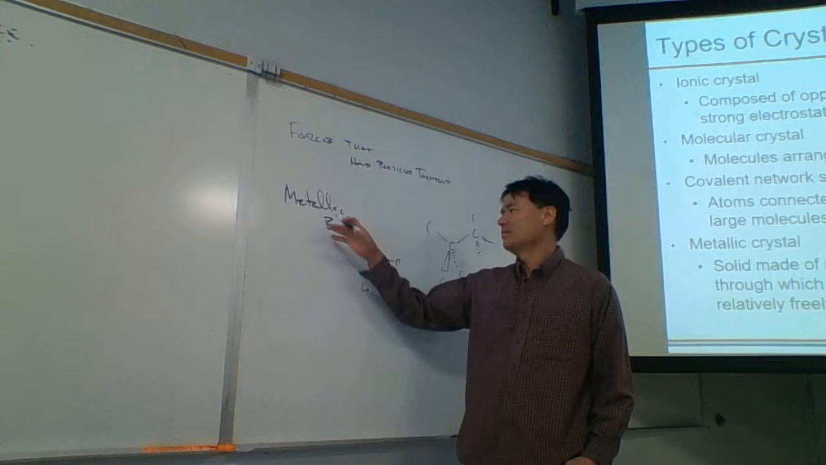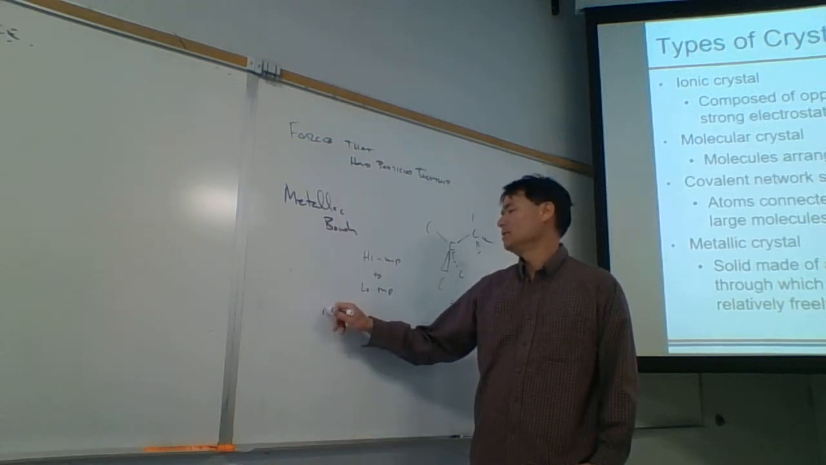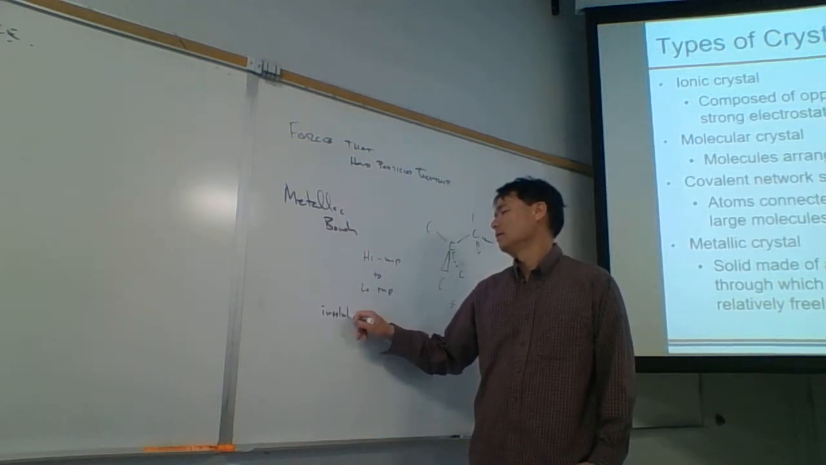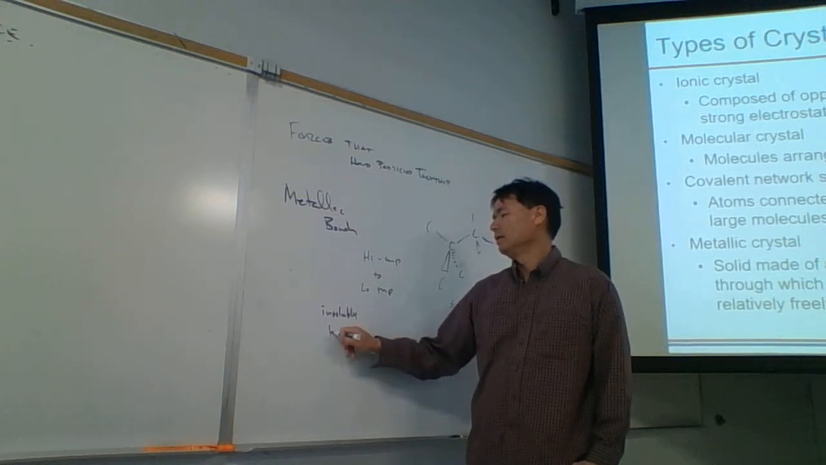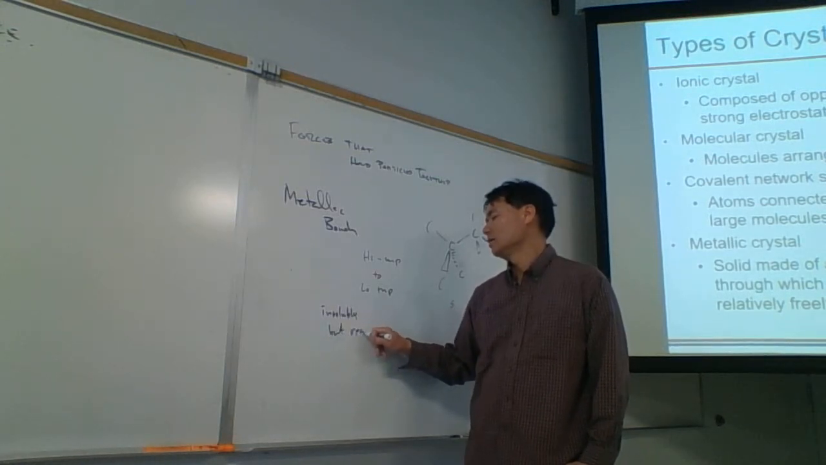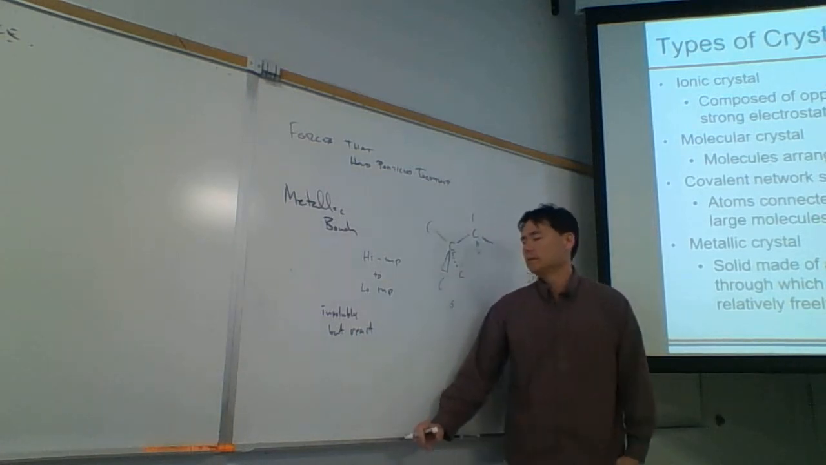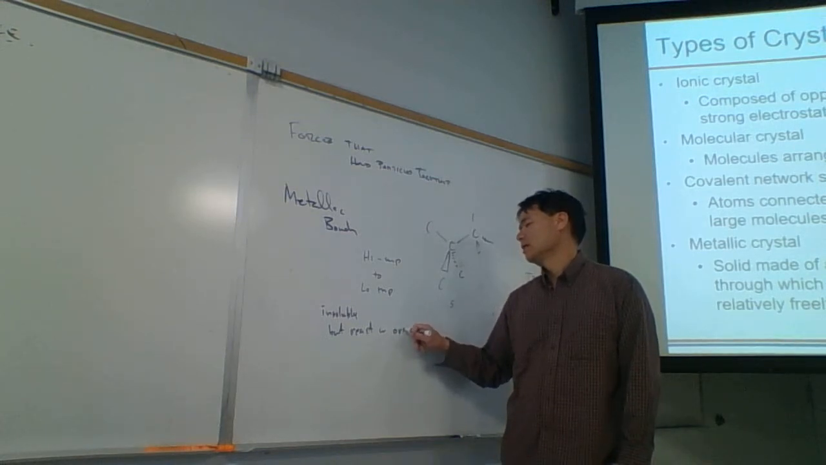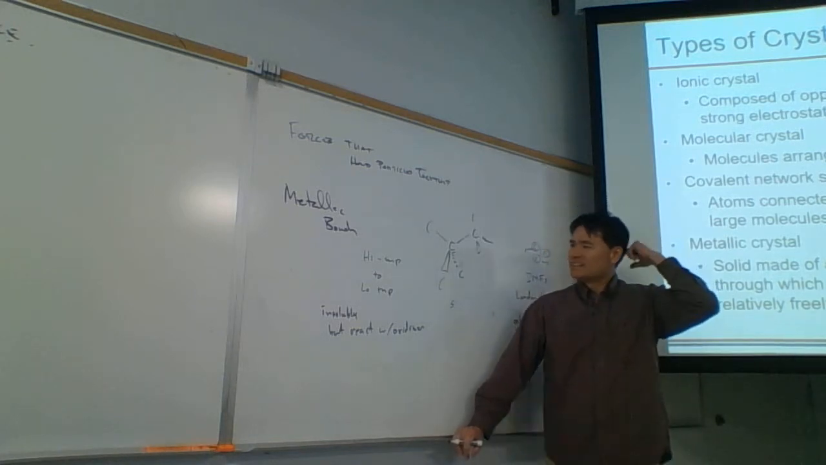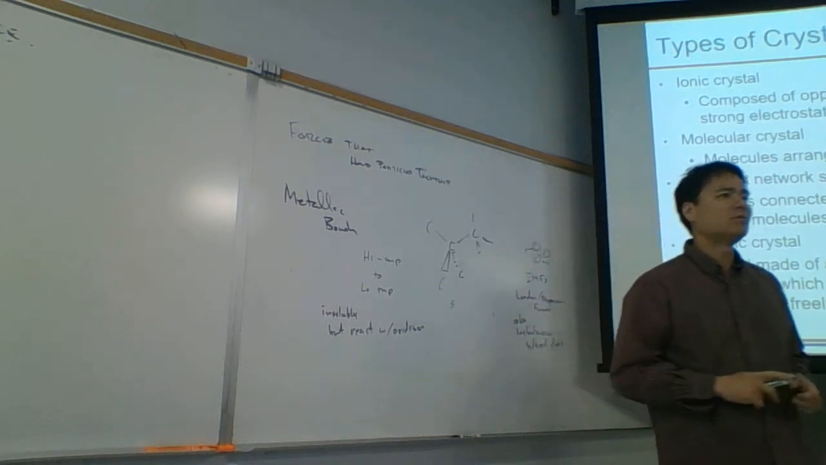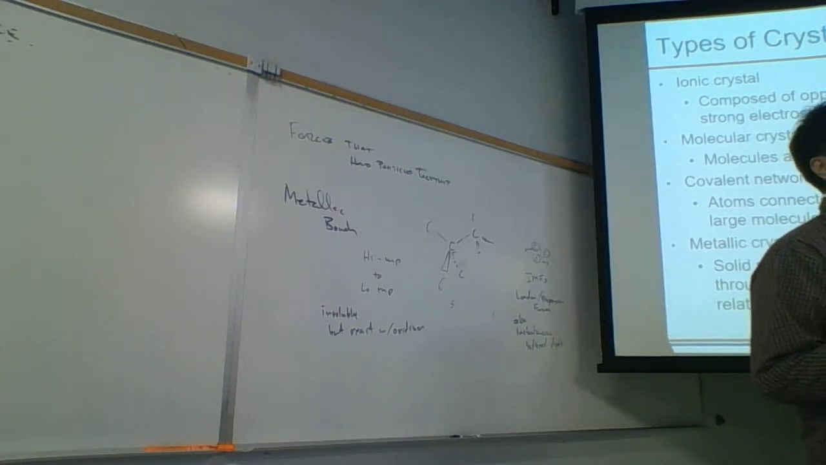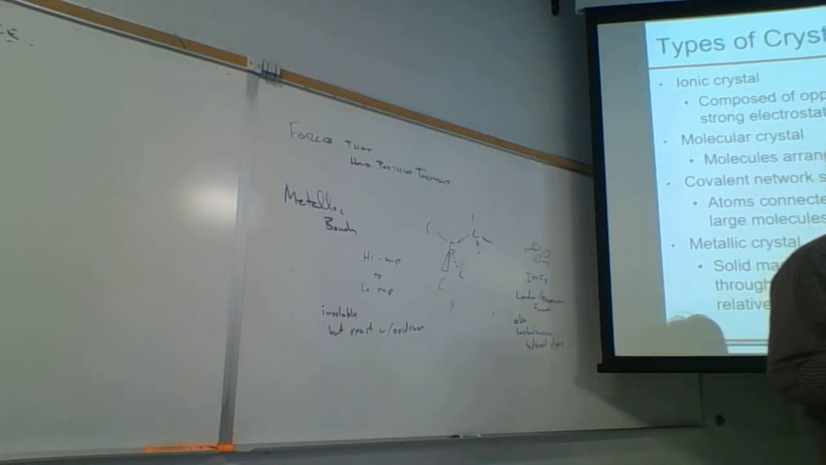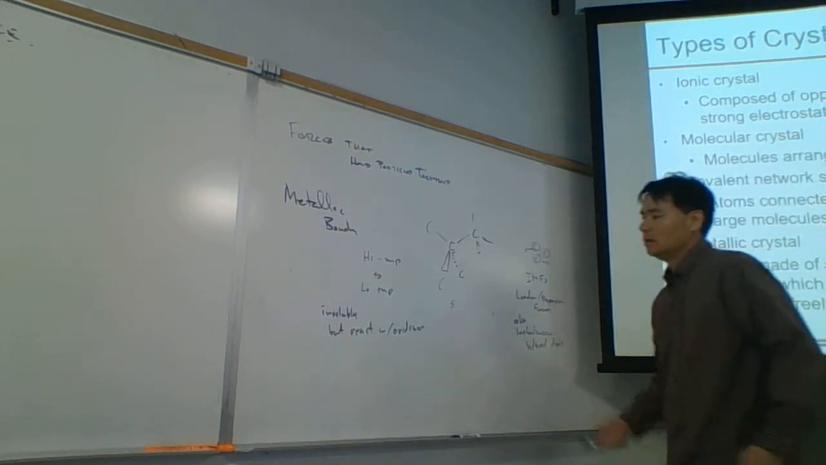These are pretty much insoluble. Metals are insoluble, but will react with oxidizers. You could get metals to dissolve with oxidizers, but you have to oxidize it. It just doesn't dissolve on its own. If you try to dissolve a piece of lead in water, it's not going to dissolve. But if you try to dissolve a piece of lead in an oxidizer like nitric acid, it'll dissolve. Lead will dissolve in nitric acid.